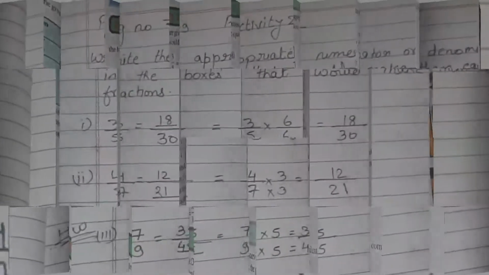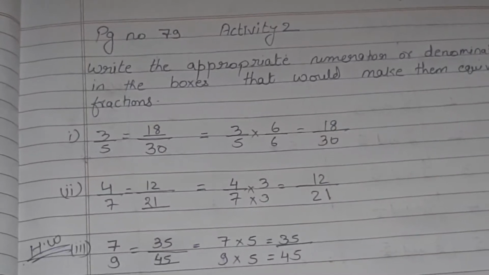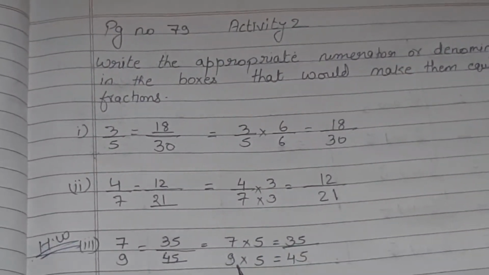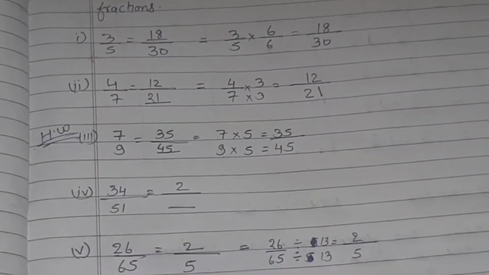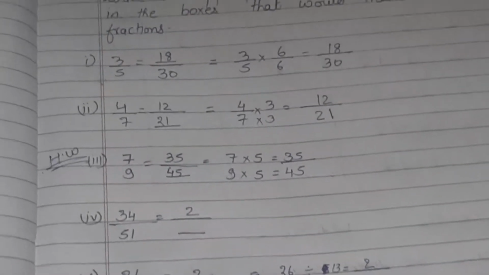Okay, so 3 by 5 is there. We will multiply 5 into 6, that is 30. So here also 3 sixes are 18. In this way you have to do this in your notebook. You can see here page number 79, activity number 2. 2 or 3 questions I have already solved for you. The rest you have to do as homework in your copy. Some division type also there. I will explain this type also.